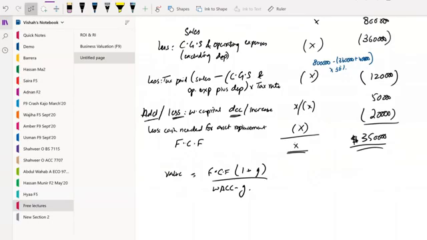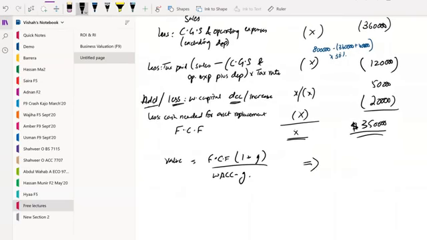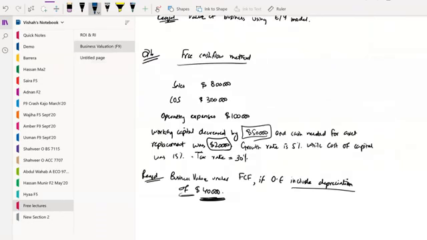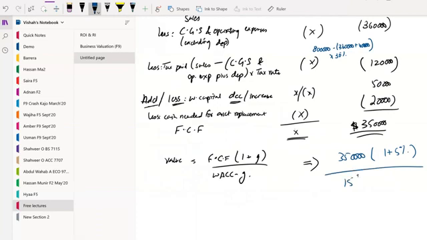And then this amount must be included in the formula to compute the business's value. 350,000 into 1 plus 5%, as the growth rate is 5% and the cost of capital is 15%. So divided by 15% minus 5% would give us 367,500. Divided by 10% would give me 367,500.